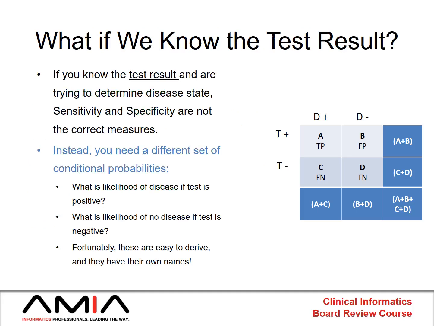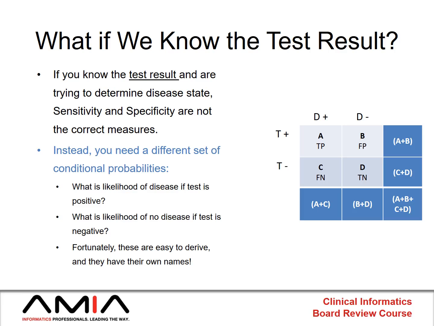Okay, so we talked about the situation in which we knew the disease state, but not the test result. We were trying to choose which test to do. But what if we know the test result? So now I've tested the patient, I'm staring at this result, and now I need to interpret whether I can trust that result or not, and whether the patient actually has the disease.